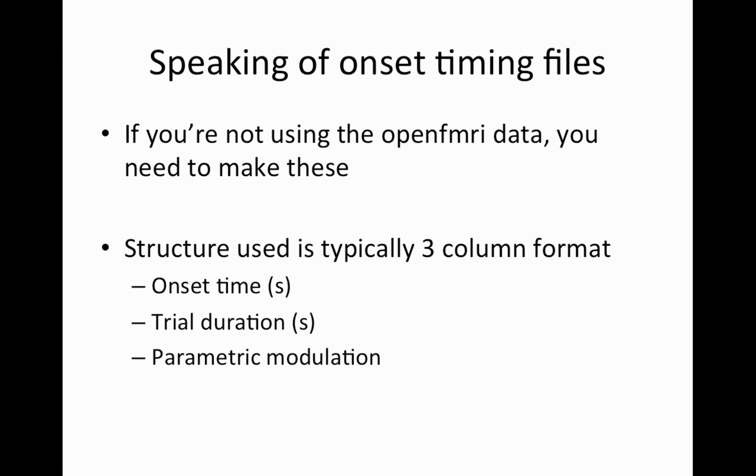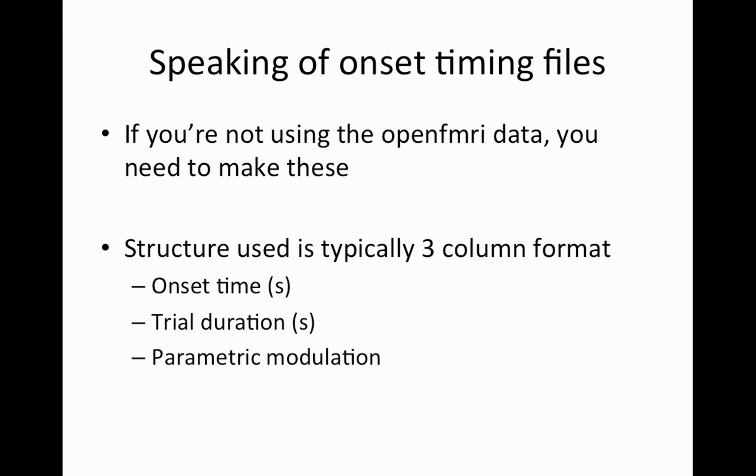Okay, so speaking of onset timing files, if you're not using the OpenFMRI data, you're going to need to make these. If you use MATLAB to collect your button box information or to deliver your stimuli or both, then you'll need to get the output from that and process it into what we're typically going to use, a 3-column onset format, where the first column is onset time in seconds, the second column is the trial duration in seconds, and the third column is parametric modulation. I'm willing to bet most of you will have all ones for the parametric modulation.